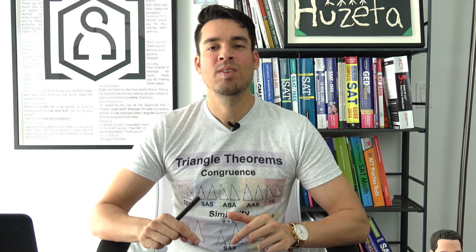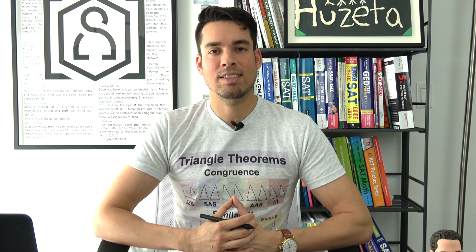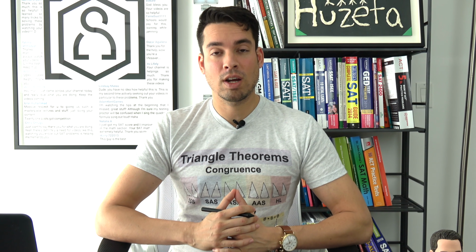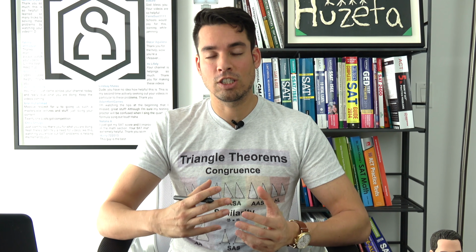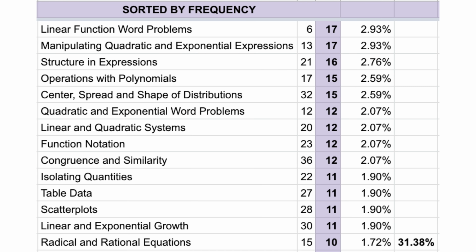Now, this video is a sequel to a previous video I made on how to get an 800 on the math portion of the SAT. That one was 13 strategies, and this one is 14 strategies. When you look at these topics in total, they constitute nearly 31% of all the content covered on the SAT.